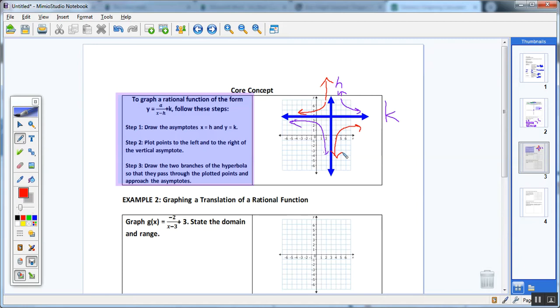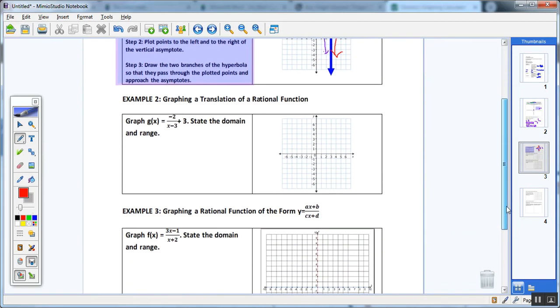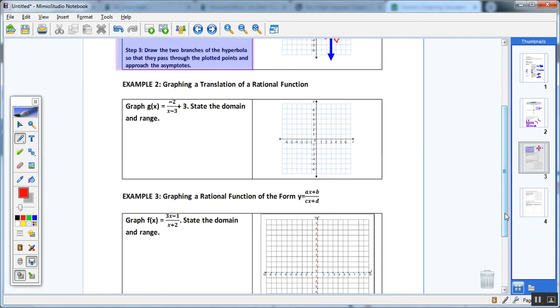So in number 2, they say, hey, graph the translation of a rational function. Negative 2 over x minus 3 plus what? Okay, check this out, kiddos. This is of the form a over x minus h plus k. So the x minus h part right here, what is the h value, kids?